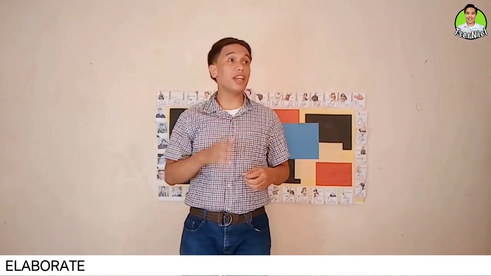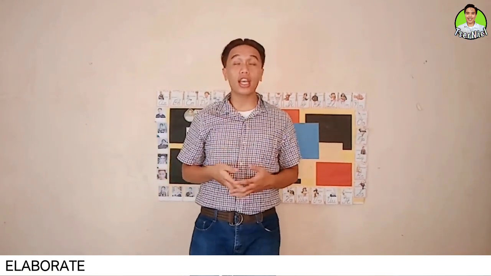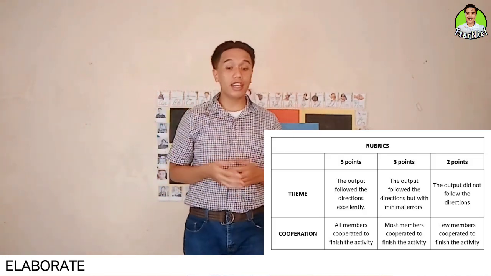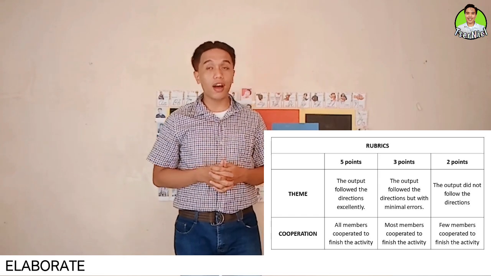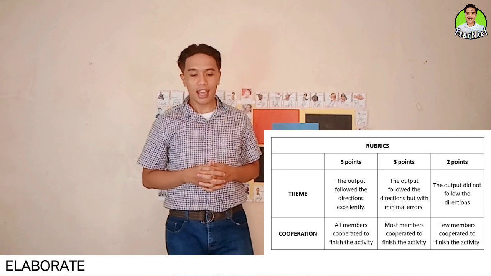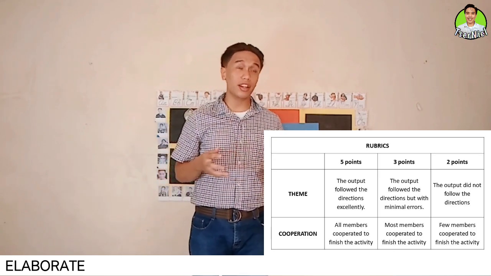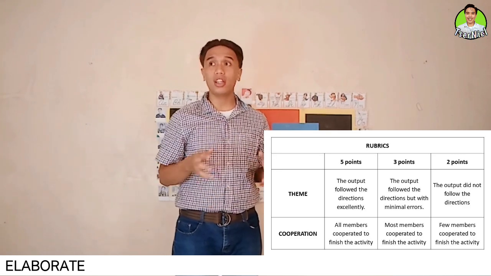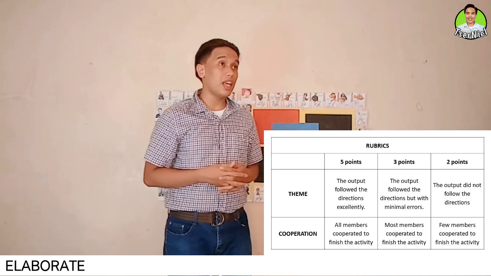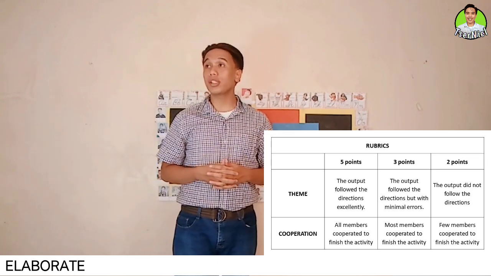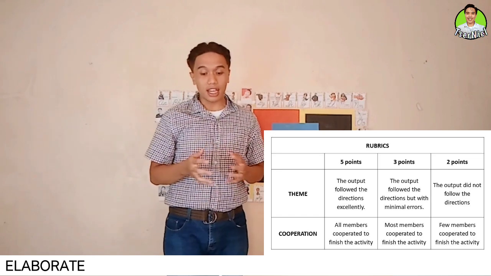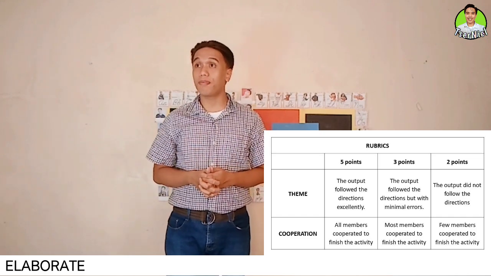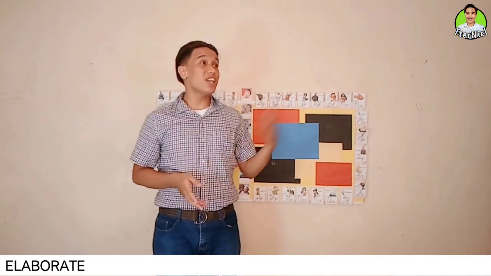Before we continue, let me read to you the rubrics in order for me to properly check your presentations. We will focus on theme and cooperation. I will give 5 points to the theme if the output followed the directions excellently. I will give 3 points if the output followed the directions but with minimal errors. And I will give 2 points if the output did not follow the directions. For cooperation, I will give 5 points if all members cooperated to finish the activity. 3 points if most members cooperated, and 2 points if few members cooperated. Do you understand? So let us have Group 1.